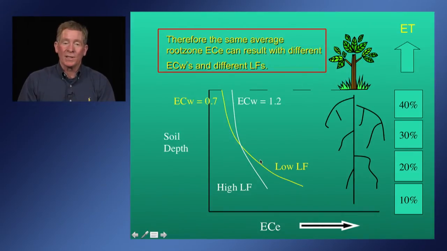Now taking a similar example, except now we're using two different salinities. This is the EC of the water, let's say at 0.7, and higher salinity being at about 1.2. If this higher salinity is applied at a higher leaching fraction, and this lower salinity is at a lower leaching fraction, the two can result in pretty much the same average root zone salinity. So in other words, you would expect the yield potential to be the same under this condition as well as this higher salinity of the water.